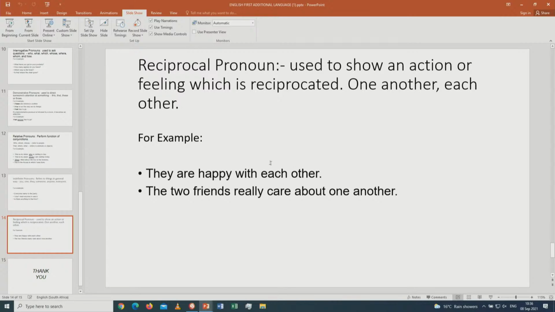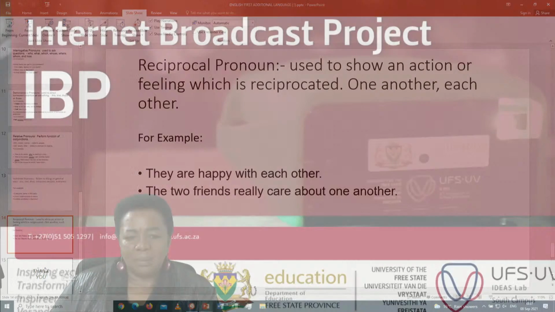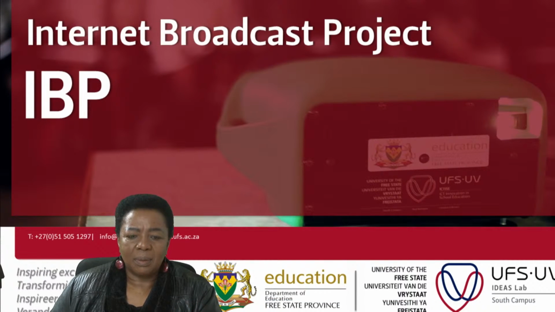They are both happy with each other. The action is reciprocated. The two friends really care about one another. Both care about one another. The feeling is mutual, is reciprocated. This is the end of our lesson for today. Thank you.